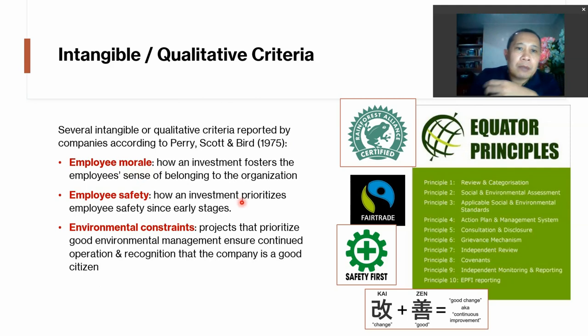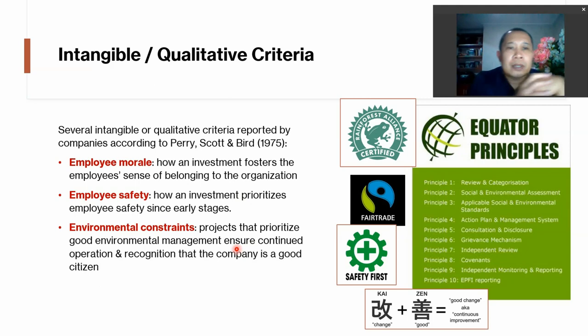Employee safety: how an investment prioritizes employee safety since the early stages. So naturally, when we talk about this criterion, it implies that projects that place higher priority on employee safety would stand a better chance of being approved than projects that do not prioritize employee safety. And this also includes, for chemical processing plants, inherently safe process designs of the project.